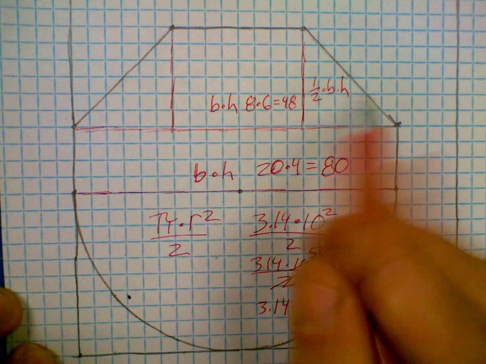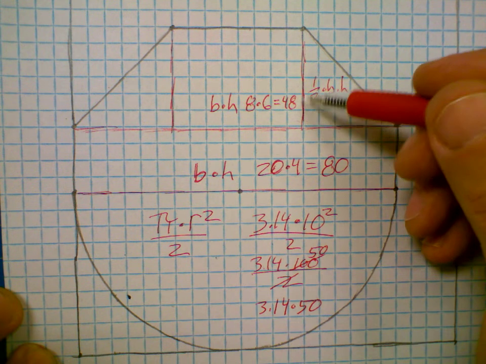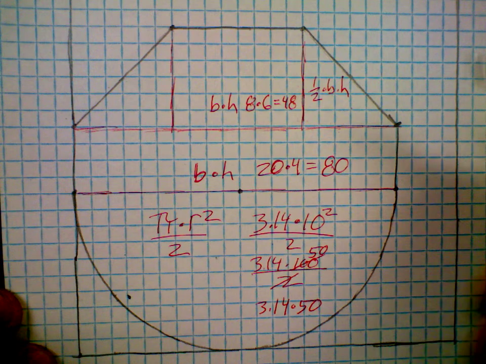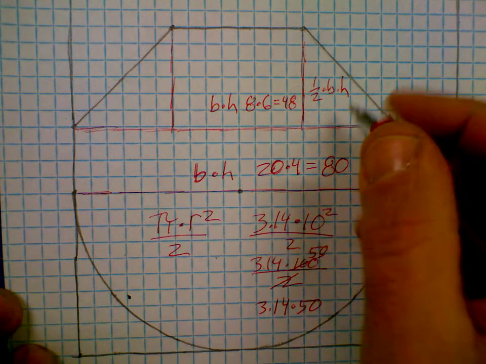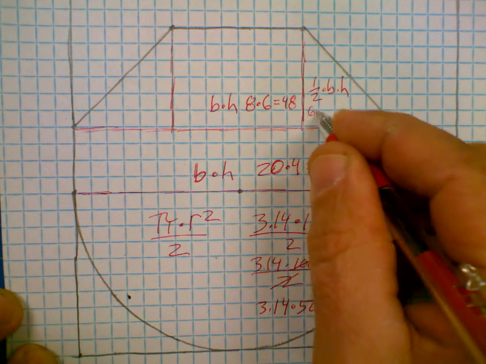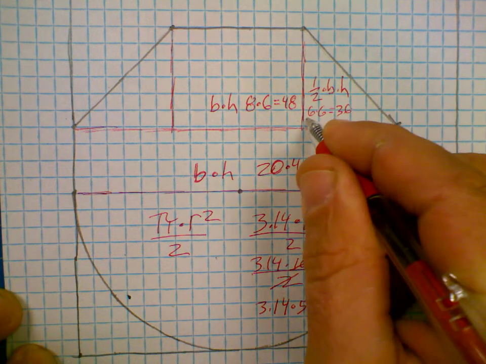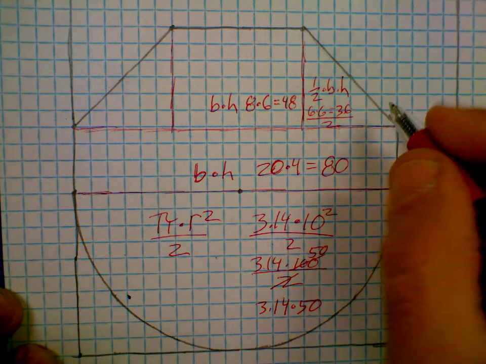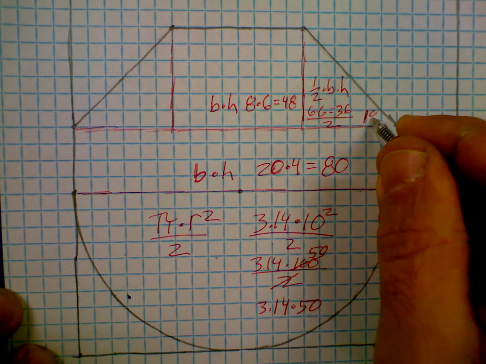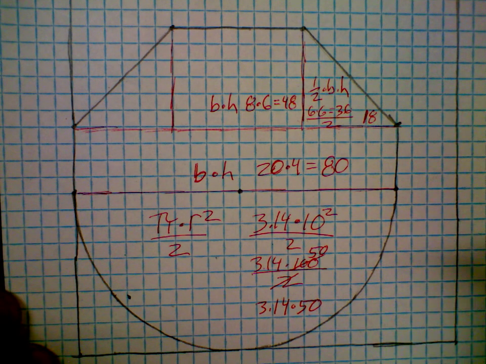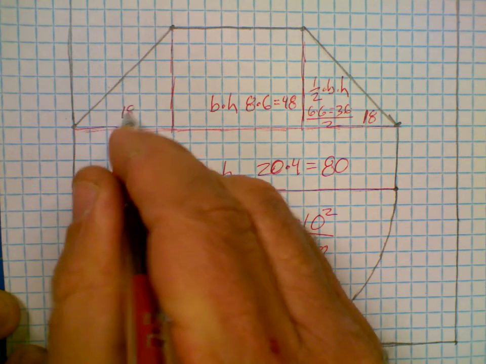This triangle, 1, 2, 3, 4, 5, 6, 1, 2, 3, 4, 5, 6. So that'd be 6 times 6 times a half. 6 times 6 is 36. Divided by 2 is 18 squares. Now there's 2 of them, so this is also 18 squares.